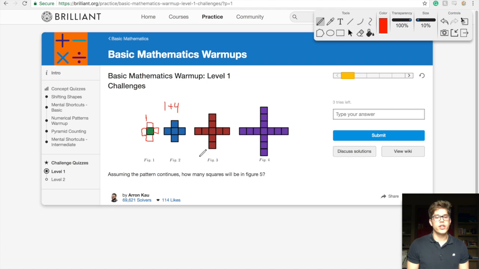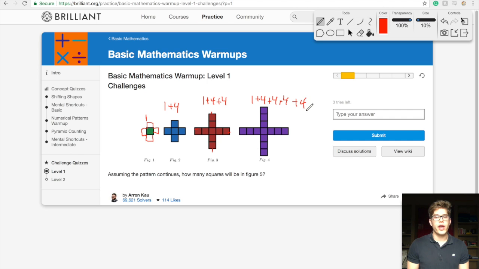And figure three is the same thing. We're just adding one more square, tacking it on the end. And that appears to be the pattern. So figure three is going to be 1 + 4 + 4. Figure four, same thing. We're just adding one more at the end. So 1 + 4 + 4 + 4. And then what will figure five be? Well, for figure five, we're just going to add one more four.